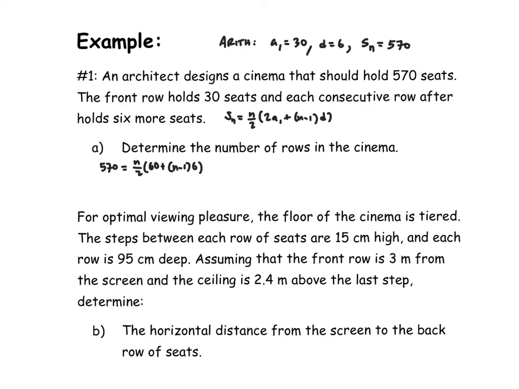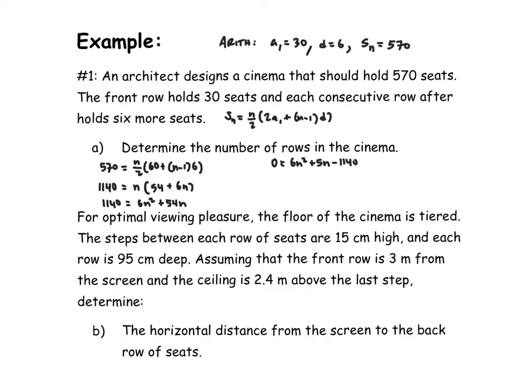Okay, so I'm going to solve that. If I multiply both sides by 2 and then clean up the inside, I'll get 1140. That 2 disappears. And then on the inside here, I'd get 60 minus 6 plus 6n, which would be 54 plus 6n. So it looks like I'm going to have a quadratic of some sort here. That will be 1140 equals 6n squared plus 54n. Okay, so I'm going to solve for n, and likely what I'll get in these scenarios is a positive value and a negative value. And of course, number of rows can only be positive, so we're going to work with that.